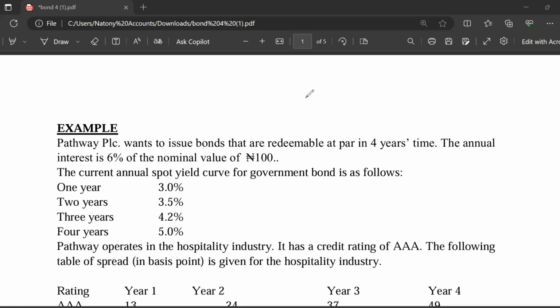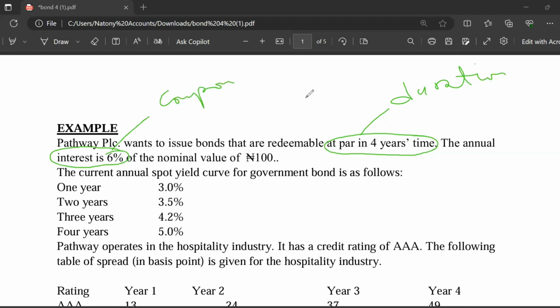Pathway PLC wants to issue bonds that are redeemable in 4 years' time. So these bonds are redeemable in 4 years' time. This is the duration of the bond with respect to redemption. The annual interest is 6% of the nominal value of 100. So this interest here is the coupon, the coupon rate on the bond.